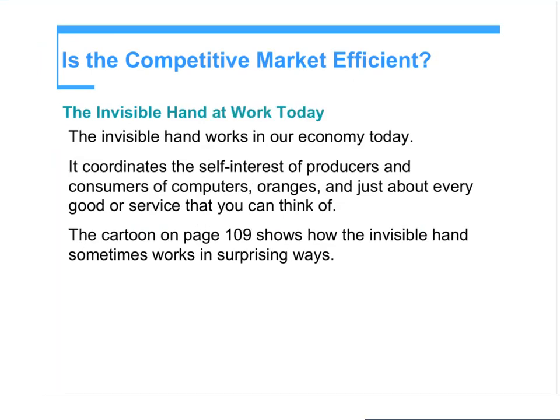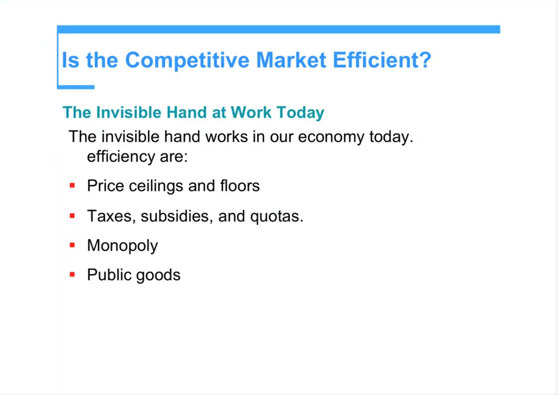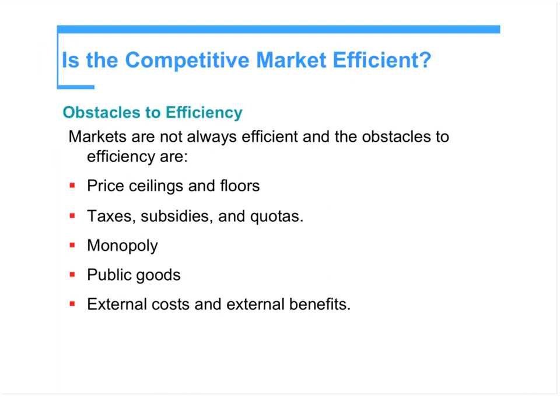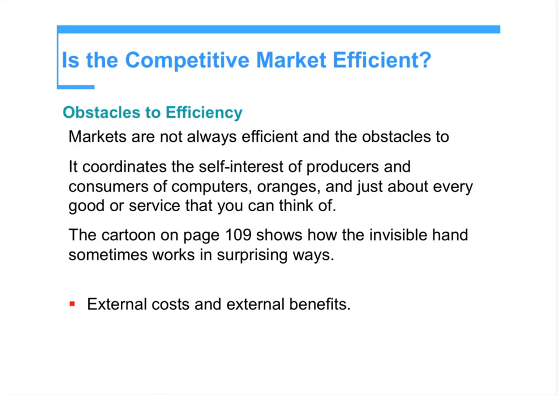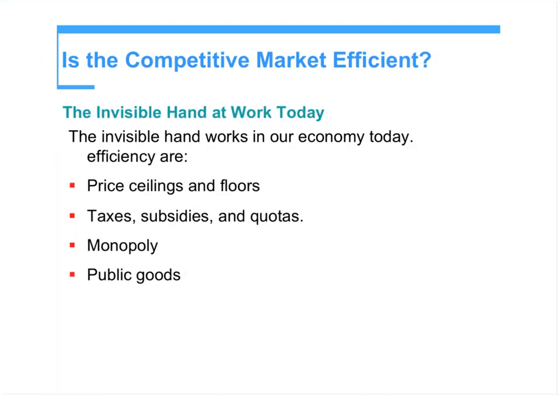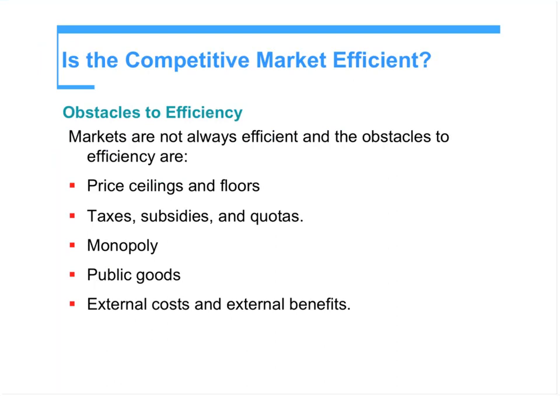So the invisible hand at work today. The invisible hand works in our economy today. It coordinates the self-interest of producers and consumers of computers, oranges, and just about every good or service that you can think of. The cartoon on page 109 shows how the invisible hand sometimes works in surprising ways. Then obstacles to efficiency. Markets are not always efficient, and that cartoon is in your book. If you look at your book, you will see that. The obstacles to efficiency are price ceilings and floors for price.